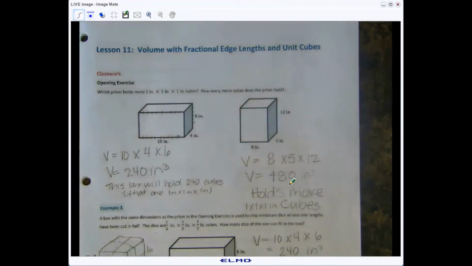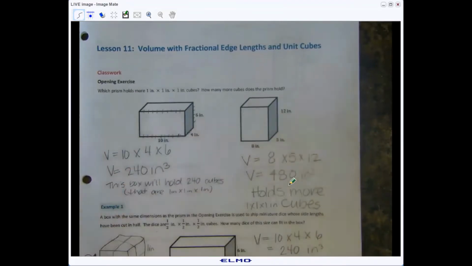I think most of you are familiar with the volume formula when we're asked to find the volume of a rectangular prism like these here. I think most of you know that you should multiply the length times the width times the height. But I don't know that you have a real strong concept of what volume is all about.